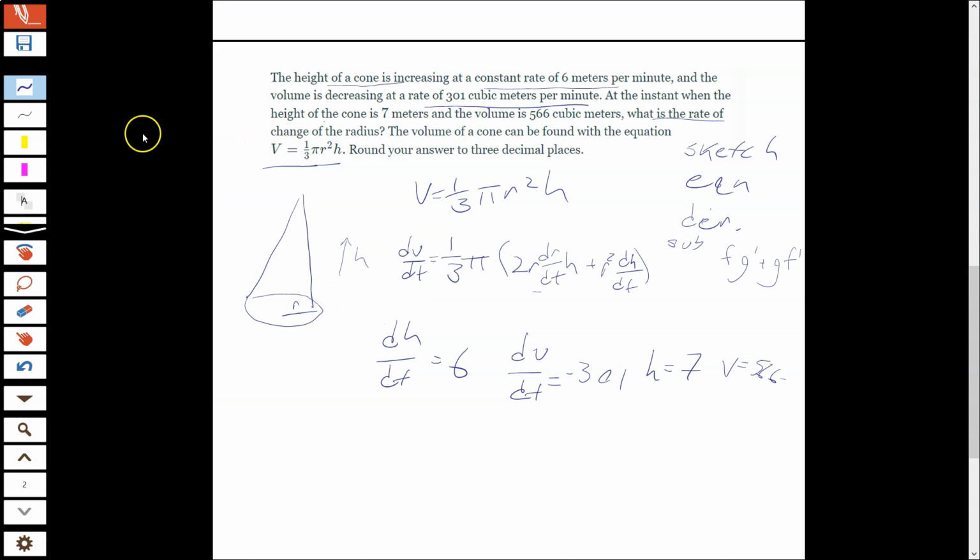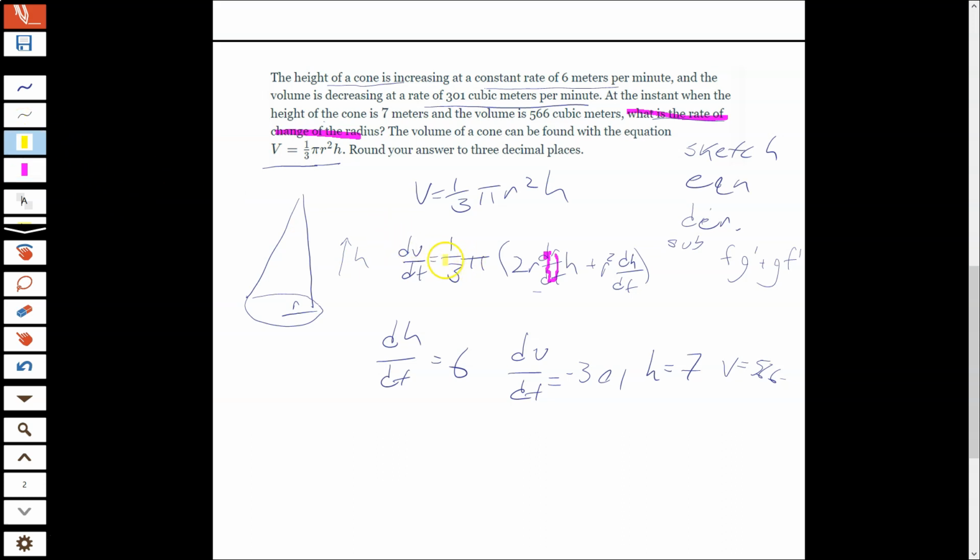Okay, so what is the rate of change of the radius? That's a good thing to note at this point when we have a lot of variables. So that means what we're looking for is dr dt. So that's what we're trying to find, so we're not going to have that to plug in. But notice we don't have enough variables yet.